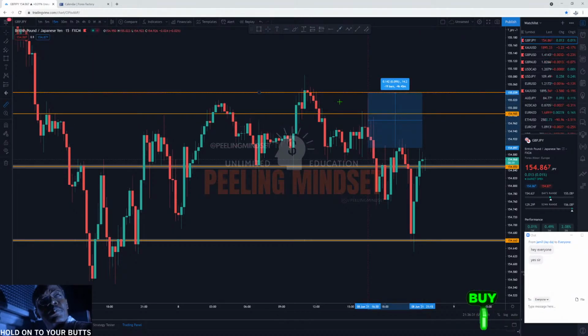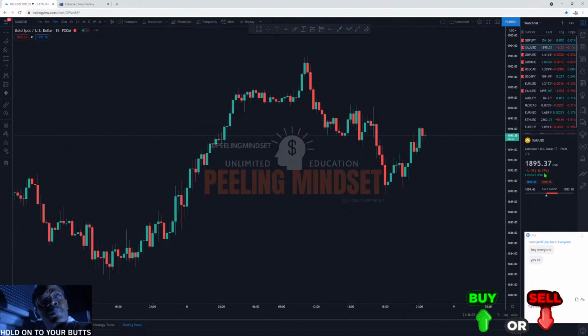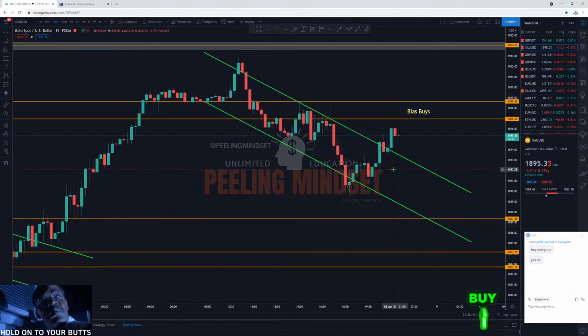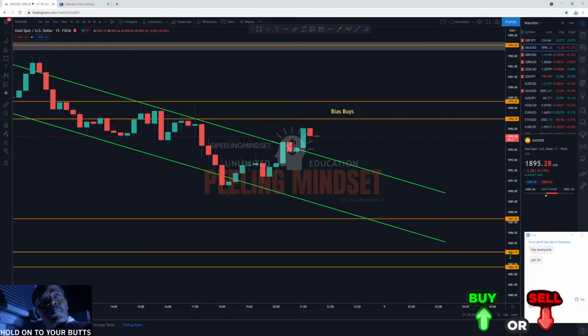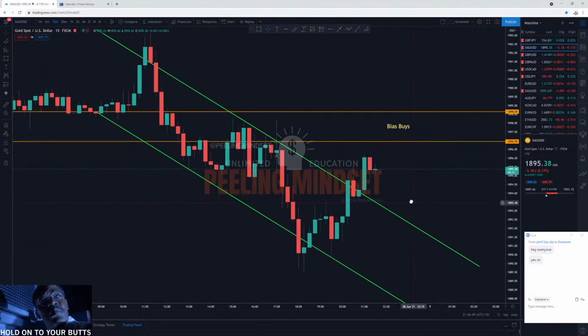Yeah, I would love to stay away from this range. Pound yen looks very funny. It also seems as if it's actually doing a fake out on the downside, but I have to be careful.